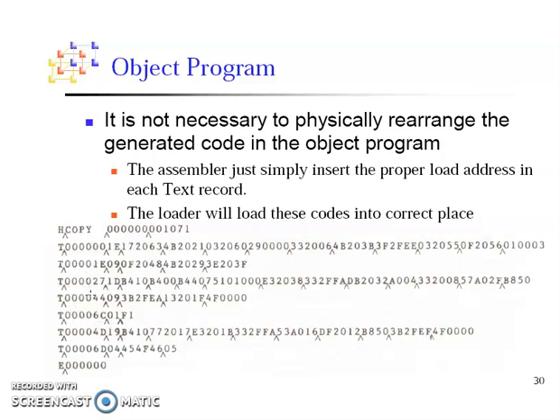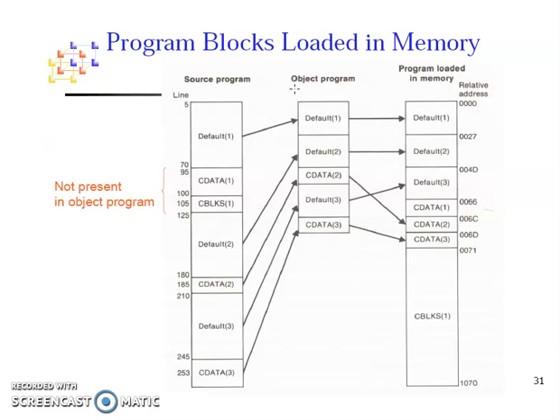Similarly, it will be done for the rest of the codes also. So here it will be arranged as in program that will be loaded in source program will be like default 1, C data 1, C blocks, then default 2, C data 2, which means the read record function, and then comes the write record subroutine, default 3 and C data 3. So object program will be created like this.